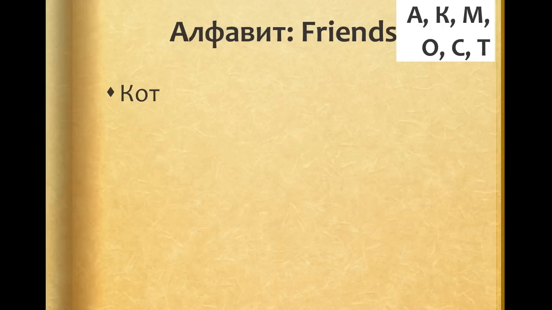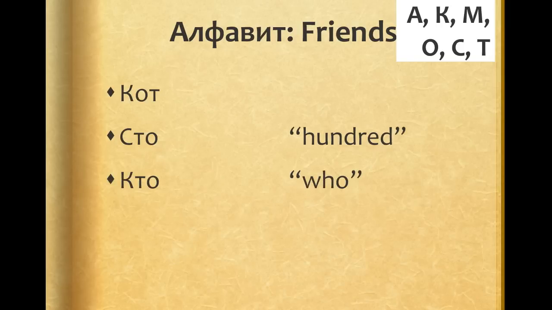Kot. Any guesses what this might mean? Кот говорит мяу. Meow. Good. A cat. And this one? Sto. How about this one? Кто. A little note on pronunciation. Notice that you don't say a hard O like you do in English. In Russian, the O opens up a little bit more at the end into an A sound. Kot, sto, kto.